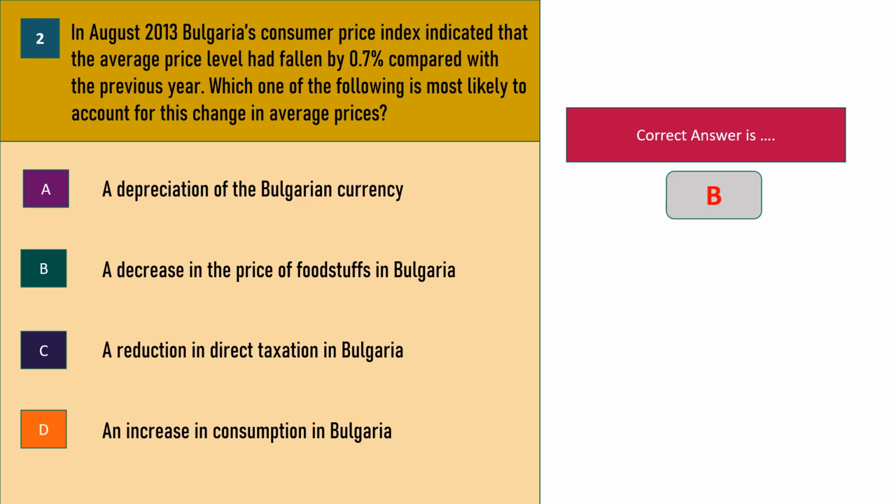So why is option B correct? A decrease in the price of foodstuff in Bulgaria. Because when we are measuring CPI, we assign weightage based on the proportion of consumers' income spent. Most of the time, consumers spend a high proportion of their income on foodstuff, so we always give more weightage to that particular component. So a decrease in the price of that will affect CPI mostly. That's why option B is correct. When the price decreases, CPI will also fall.